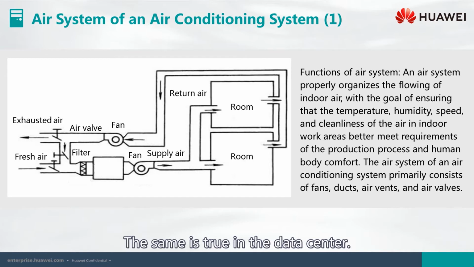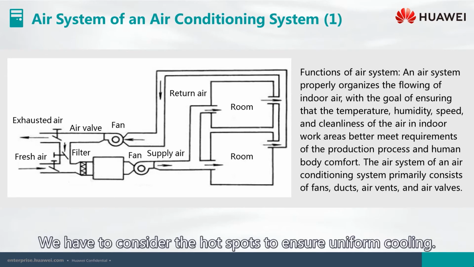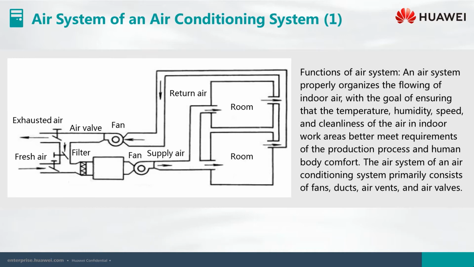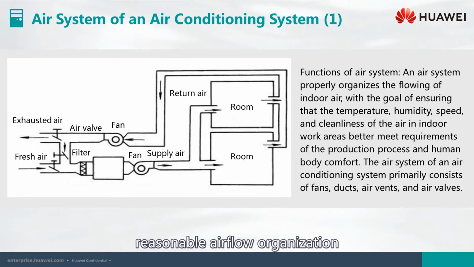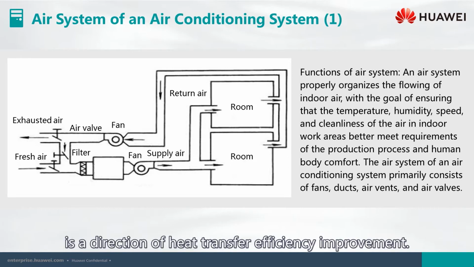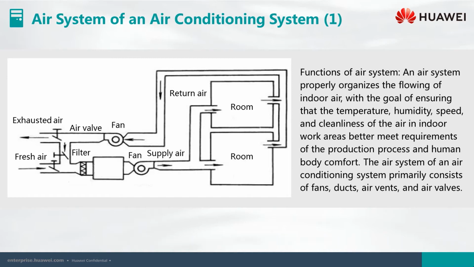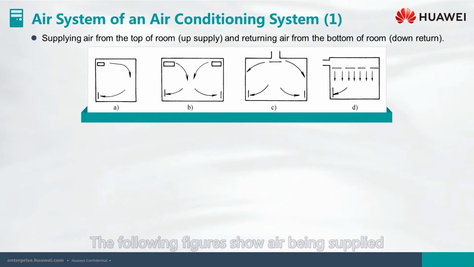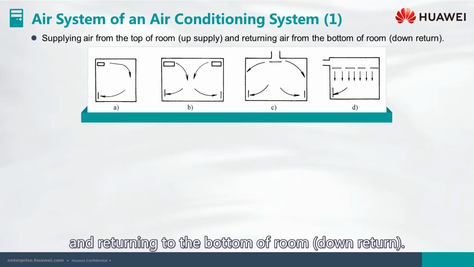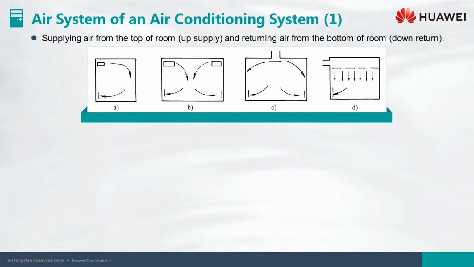The same is true in the data center. We have to consider the hot spots to ensure uniform cooling. This is the role of the wind system. Here, we need to pay attention to the fact that reasonable airflow organization is a direction of heat transfer efficiency improvement. The following figures show air being supplied from the top of the room, up supply, and returning to the bottom of the room, down return.